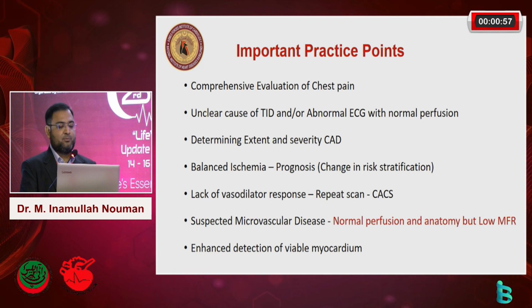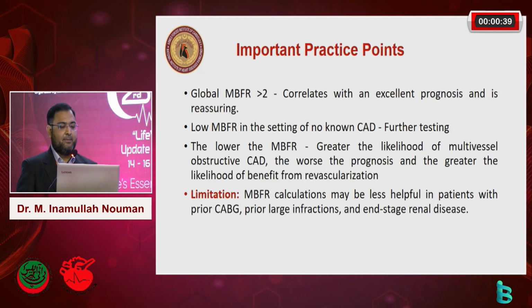And it is very useful in suspected cases of microvascular disease. In those cases, we see normal perfusion and anatomy, but there is a lower value of MFR. And studies also show that it has improved the detection of viable myocardium. Typically, global MBFR greater than 2 correlates with an excellent prognosis and is reassuring. Low MBFR in the setting of no known disease requires further testing, and the lower the MBFR, the greater the likelihood of multivessel disease and worse prognosis, and there is greater likelihood of benefit from revascularization.